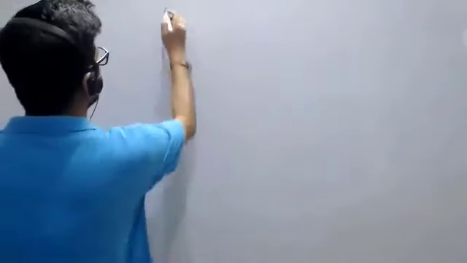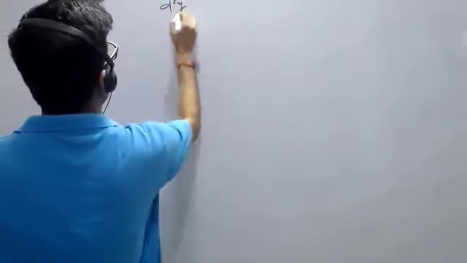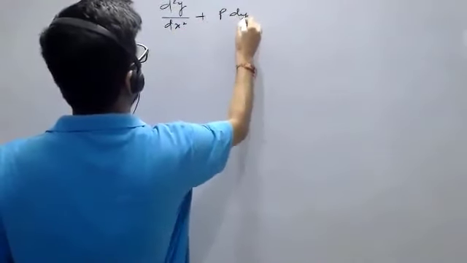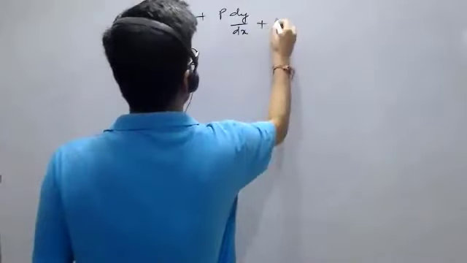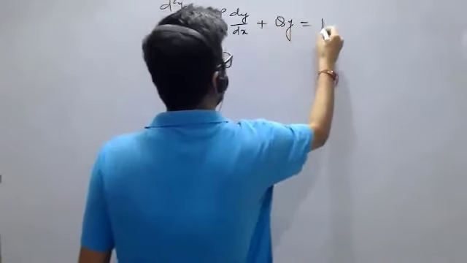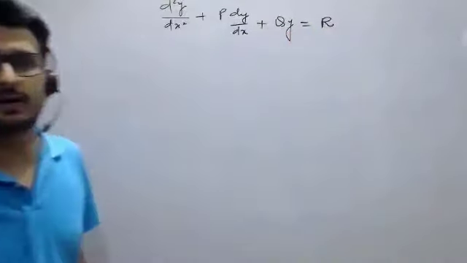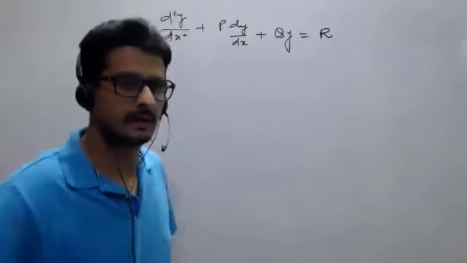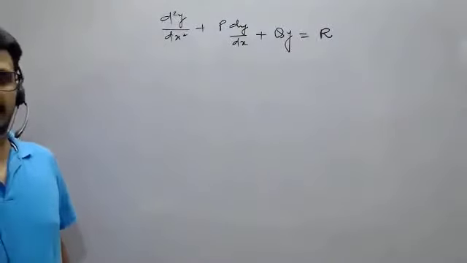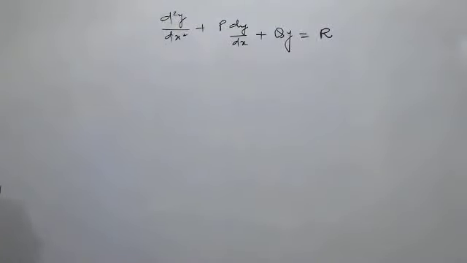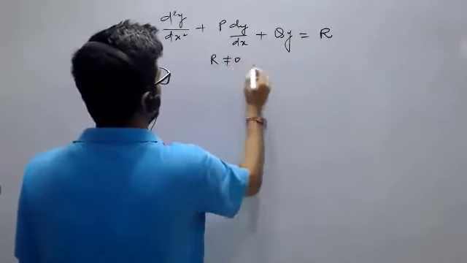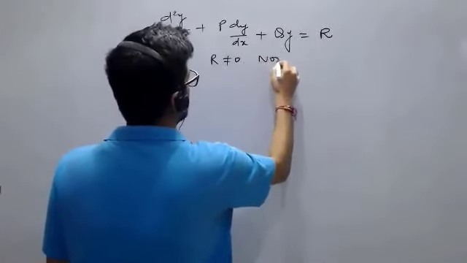So our equation may have this form: d2y by dx2 plus p dy by dx plus qy is equal to r. This is the general form of the equation: d2y by dx2 plus p dy by dx plus qy is equal to r. And if r is not equal to 0, then it is non-homogeneous.